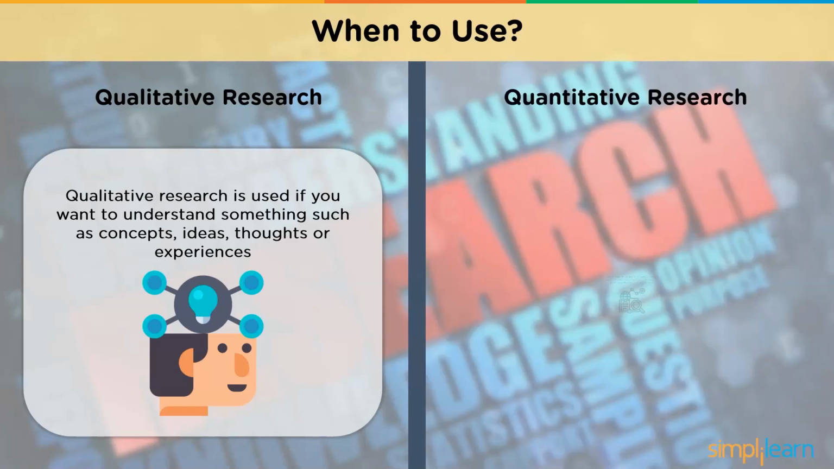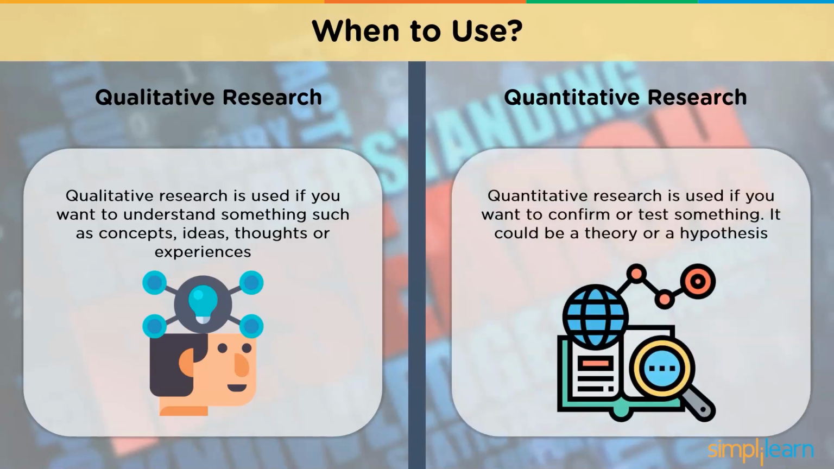On the other hand, quantitative research is used if you want to confirm or test something. It could be a theory or hypothesis. Let's take an example of an organization who would like to conduct a customer satisfaction survey or CSAT. For that, a customer satisfaction survey template can be used.